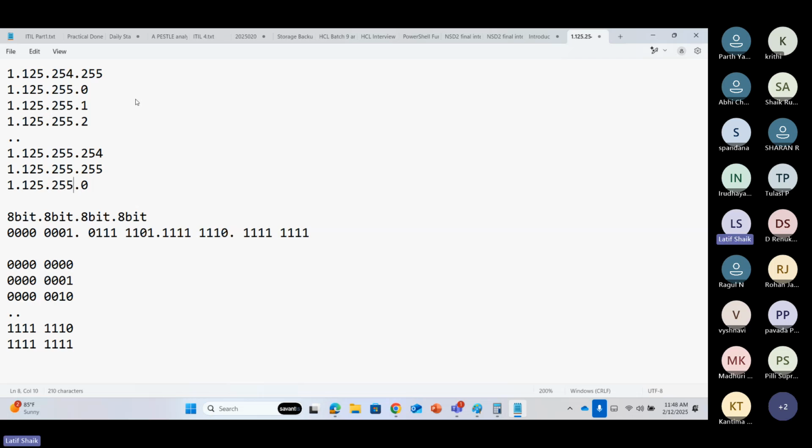Like after 99 it is 100, after 199 it is 200. Always when 99 is completed, 1 will be added. When 999 comes, it happens like that, right? Again, adding 1 to 255 becomes 0, and it carries that one forward to the next octet.